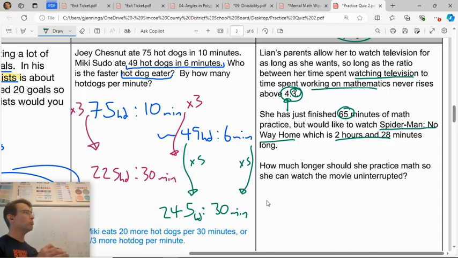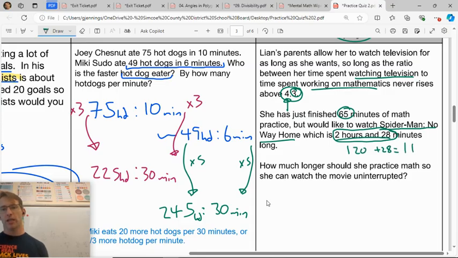She wants to know how much more math practice she needs to do so that she can put Spider-Man: No Way Home on, put her feet up, and not have to interrupt her movie to do math. So let's find this out. Okay. First step, how many minutes is that? 2 hours and 28 minutes. This is 148 minutes, or 120 plus 28 equals 148 minutes.